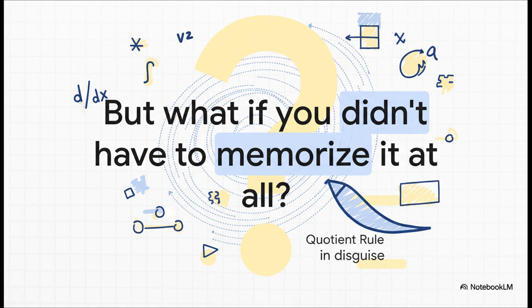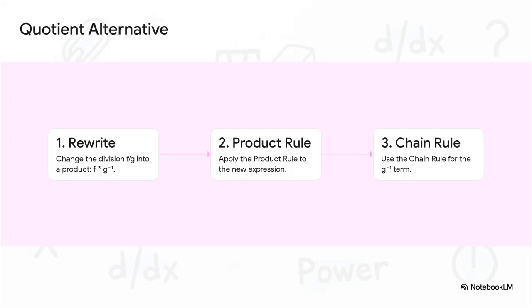But here's a little secret for you. What if you didn't have to memorize it at all? What if I told you the quotient rule isn't really a fundamental rule, but is actually just the product rule and the chain rule working together in disguise? The key is that you can rewrite any division as a multiplication. So f of x over g of x is just f of x times g of x to the power of -1.